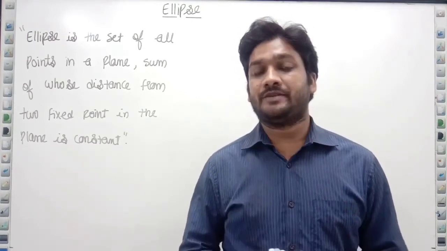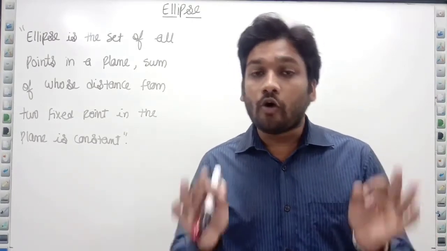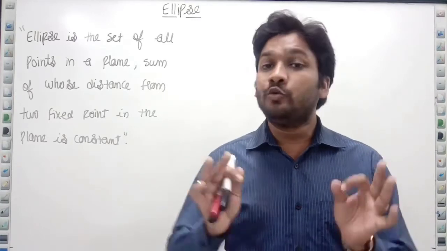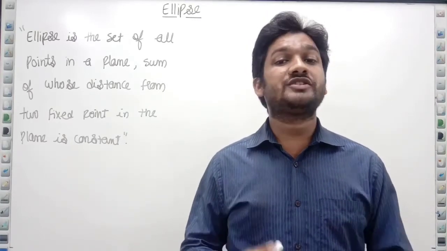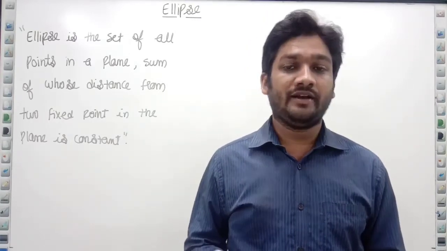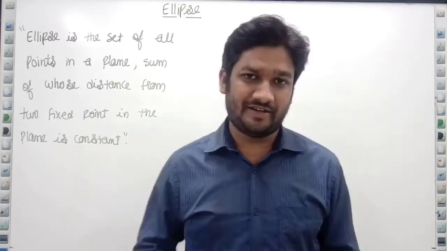Now in this video we are going to start ellipse. What is an ellipse? Ellipse is a set of all points in a plane, the sum of whose distances from two fixed points in the same plane is always constant.